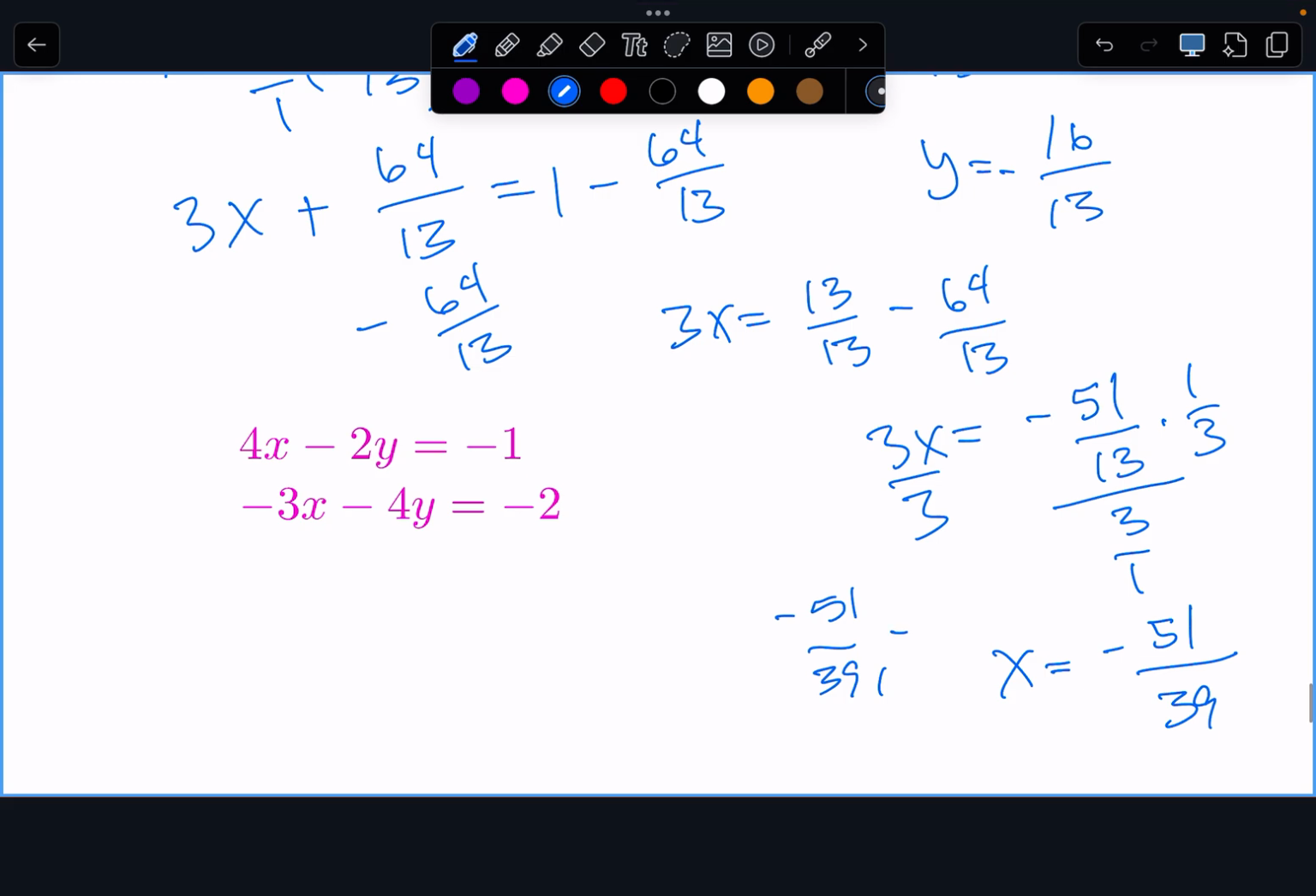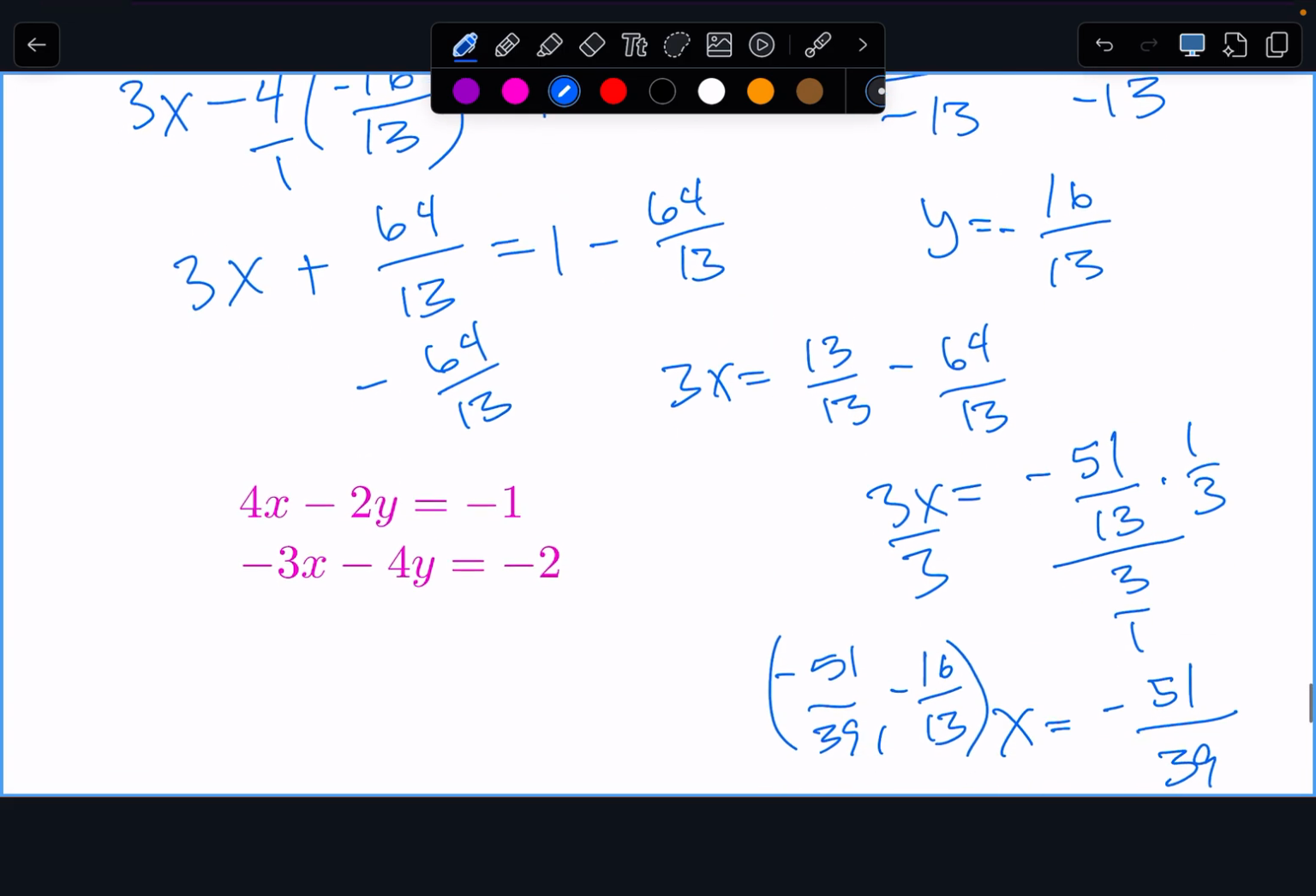Did I do 13 times 3? Oh, okay. Can you not just divide 51 by 3? Oh, does it reduce? Yeah, you could. Is it 17? Yeah. So this would reduce to negative 17 over 13. Feels the same. It's the same thing.